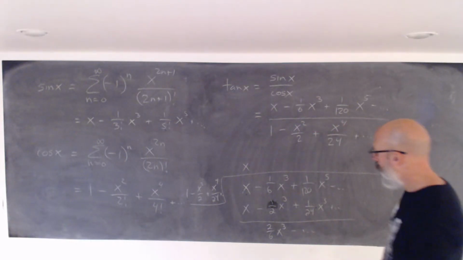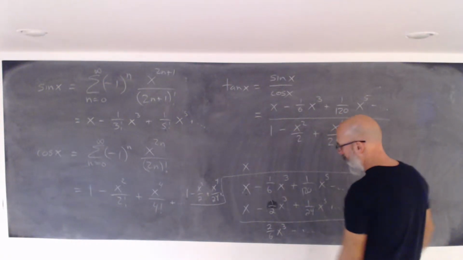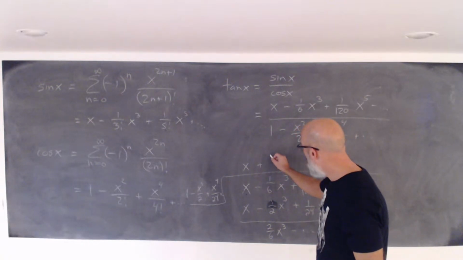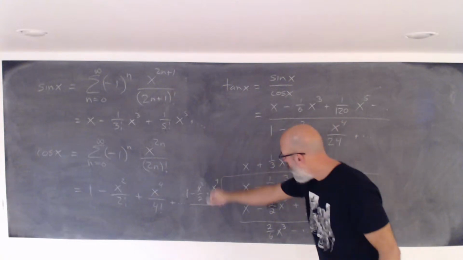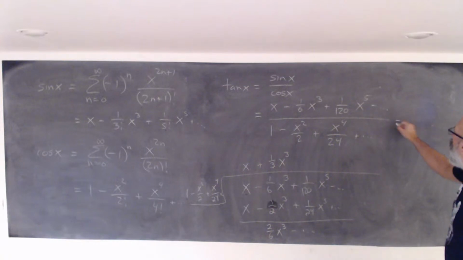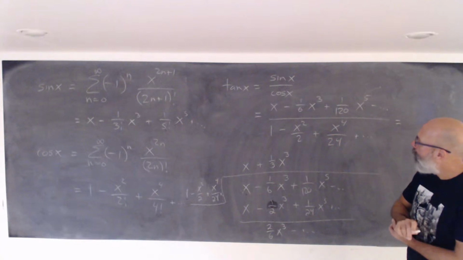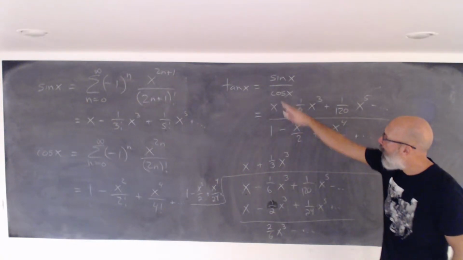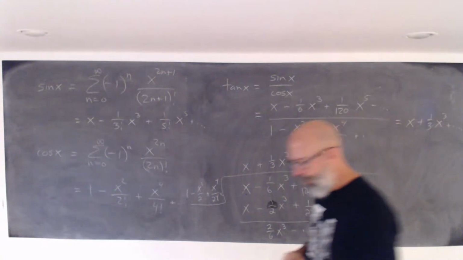And then you repeat. What must you multiply to 1 to get a 2 over 6 x cubed? Well, that's going to be 1/3 x cubed. And you repeat. And consequently, if you keep going, the Taylor series or the Maclaurin series for tangent x is going to be this, x plus 1/3 x cubed, and so on and so on. A very nice observation.